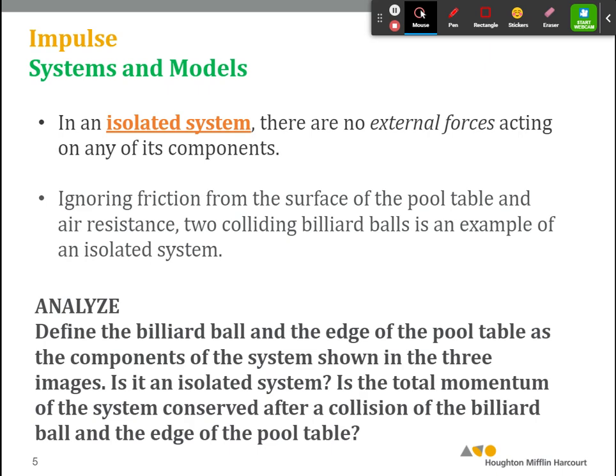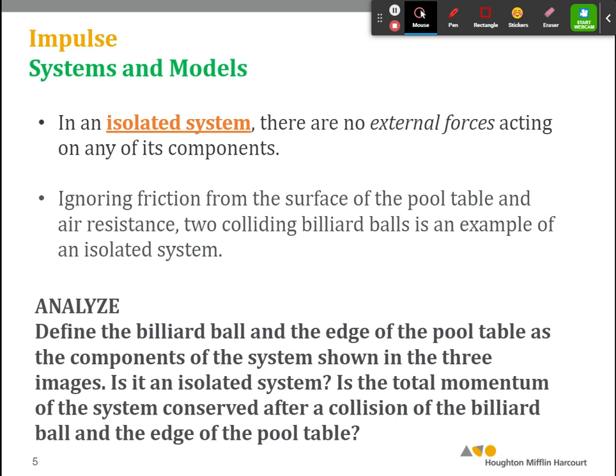So that means that this is not an isolated system, and there must be a net external force. So if there is an external force, where is it coming from? We have the edge of the table. The pool ball is hitting the edge of the table. The edge of the table is connected to the rest of the table, and the rest of the table is sitting on the ground, and there's a friction force keeping it from sliding. There's static friction, right? Keeping it from sliding across the ground.